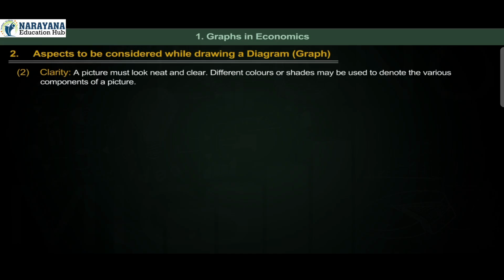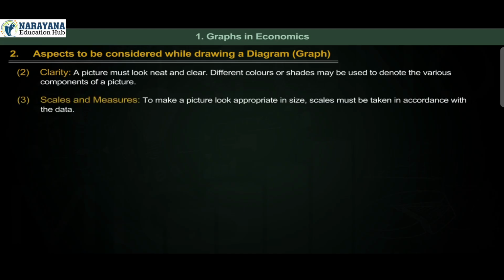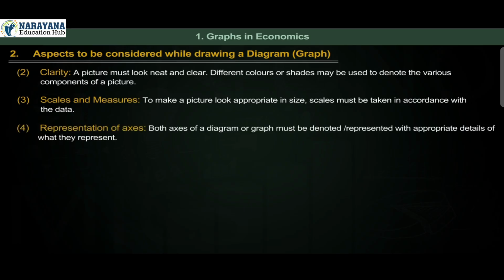Different colors or shades may be used to denote the various components of a picture. 3. Scales and measures. To make a picture look appropriate in size, scales must be taken in accordance with the data. 4. Representation of axes.